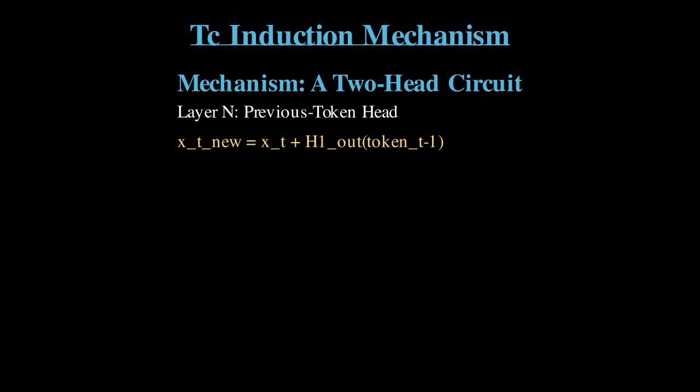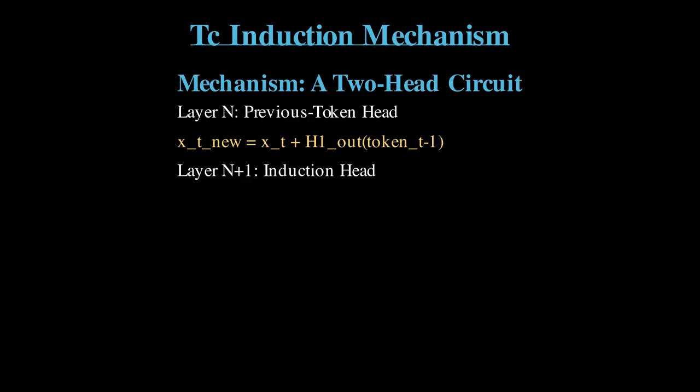Now, in a later layer, say layer N+1, we have the induction head itself. From the current token, A, it forms a query. This query is looking for a previous position whose key matches. The key at each position is computed from that position's residual stream. And remember, the previous token head has already written token identities into the stream. Specifically, the key for position K+1 is now a function of the token at position K.